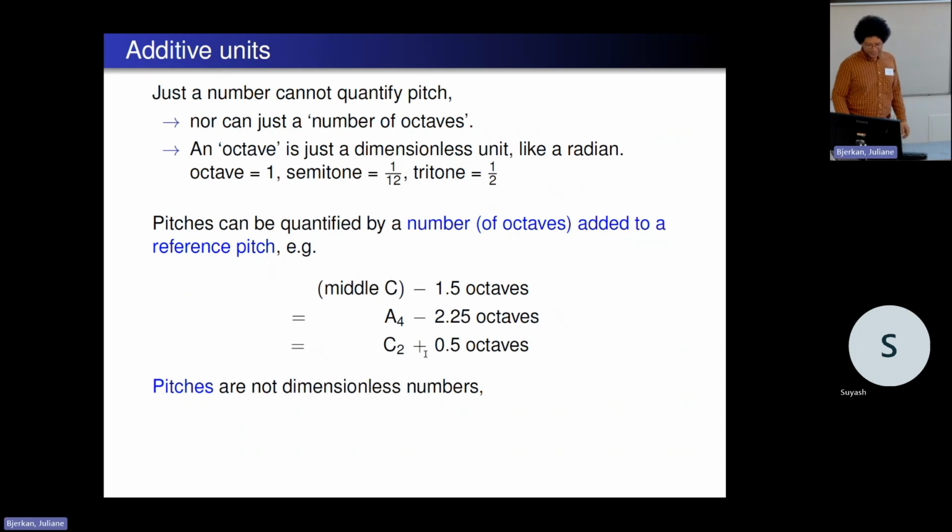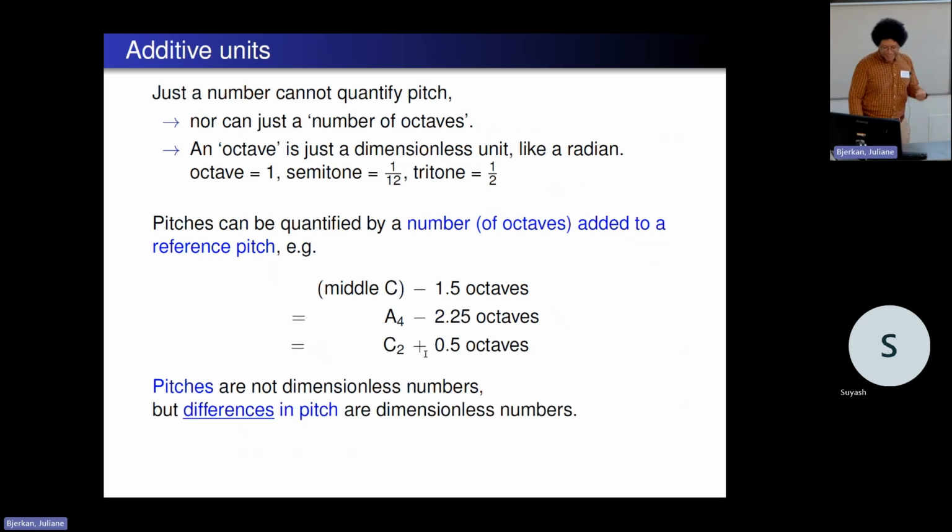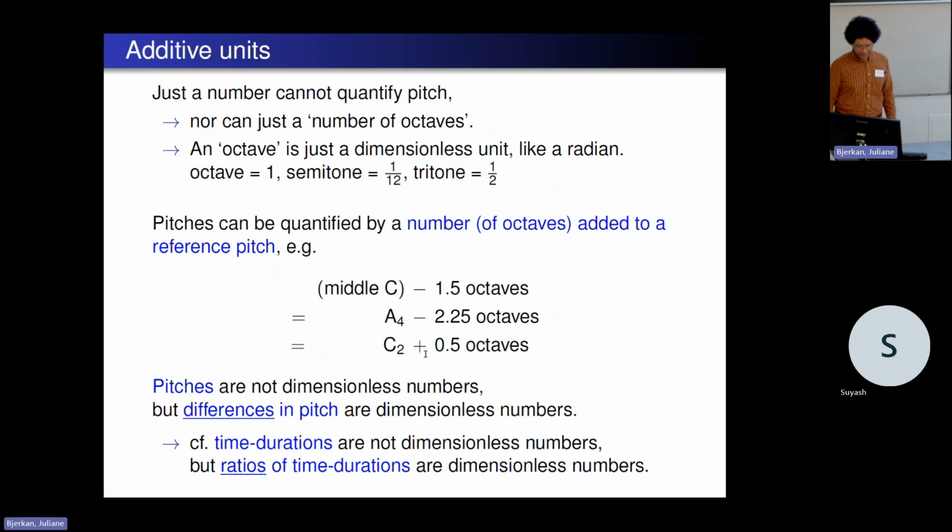And so pitches are not dimensionless numbers. You can't quantify them as just a number. But differences in pitch are dimensionless numbers. We measure them in octaves, for example, but octaves are just, as I said, a dimensionless number. So pitches are not dimensionless, but differences in pitch are dimensionless. And compare this with how earlier we talked about time durations. Time durations are not dimensionless numbers, but ratios of time durations are dimensionless numbers.